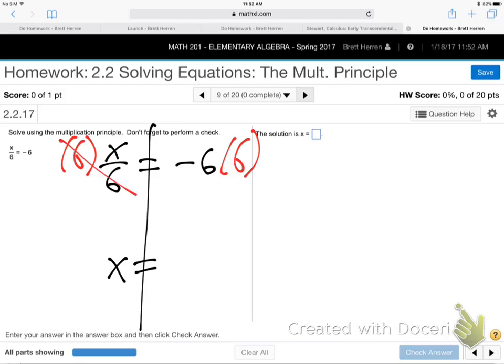So these cancel, and X has got his wish. He's a big loner. He's alone now. Got rid of that 6. And what happens on these? Do these cancel also? No. Why not? Why did those cancel but these don't?